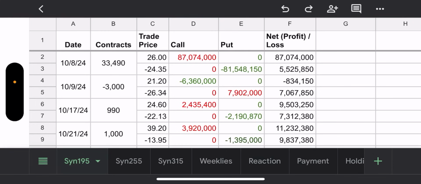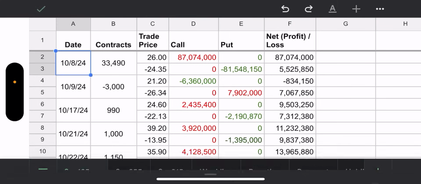Each synthetic tab is named SYN for synthetic, and then the strike price, which in this example is 195. Within that tab, I have the date, which is the date of execution of the trade; contracts, which is the number of contracts traded; and trade price, which is how much they pay for each trade involving the synthetic, which you can get from the intraday trades on the website. Then whether it's a call or a put, which you also get from the trade; it'll show a C or a P. And then the net, which is either a profit or a loss.